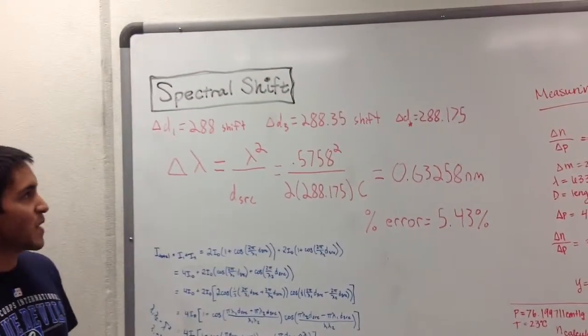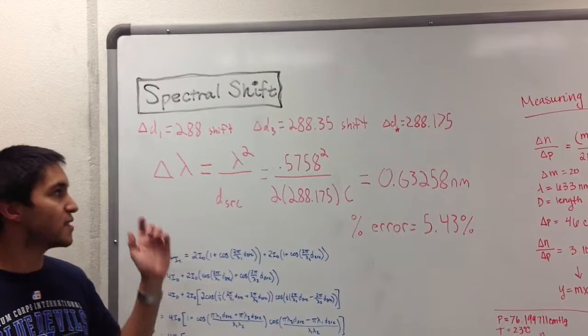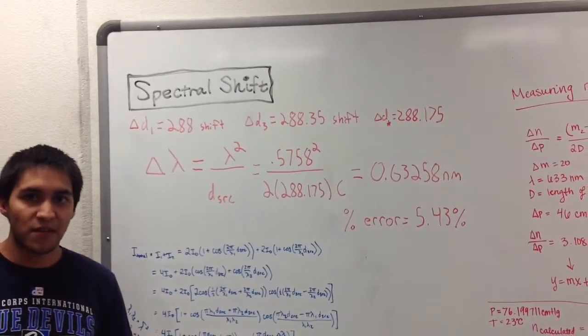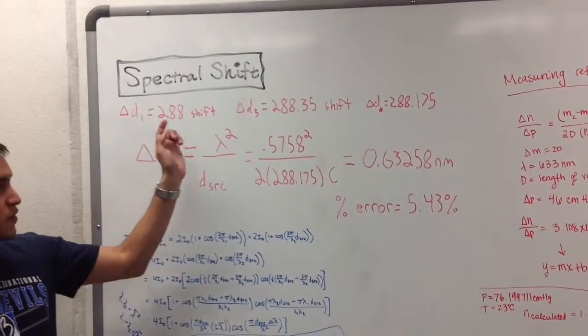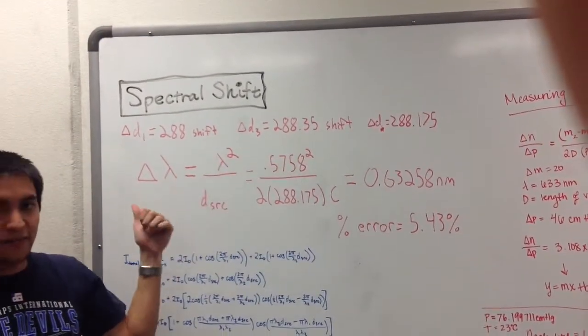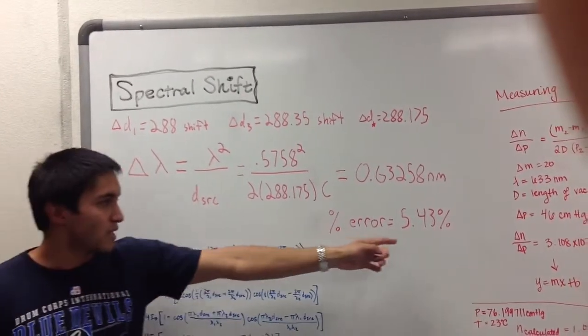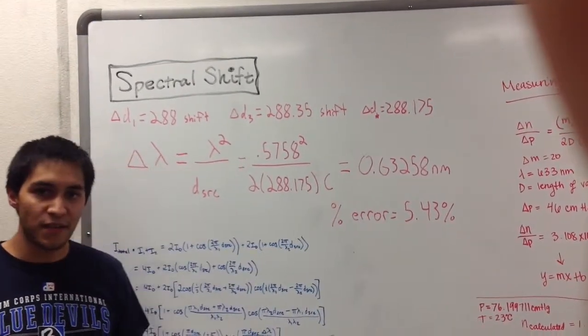For spectral line separation of the sodium source, we started with circular fringes and the micrometer set to 0. We then adjusted the micrometer and recorded every time that the fringes disappeared. These are the separations of those fringes, and we took their average to plug into this equation, to get the separation of the wavelength, which was actually a 5.43% error of the given value.